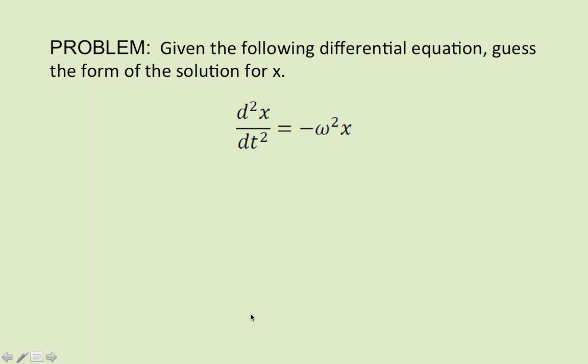Let's do the problem where we're given the following differential equation and we want to guess the form of the solution for x. So we've got the second derivative of x is equal to negative omega squared x, where omega is a constant. See if you can just guess the form of the solution for x.